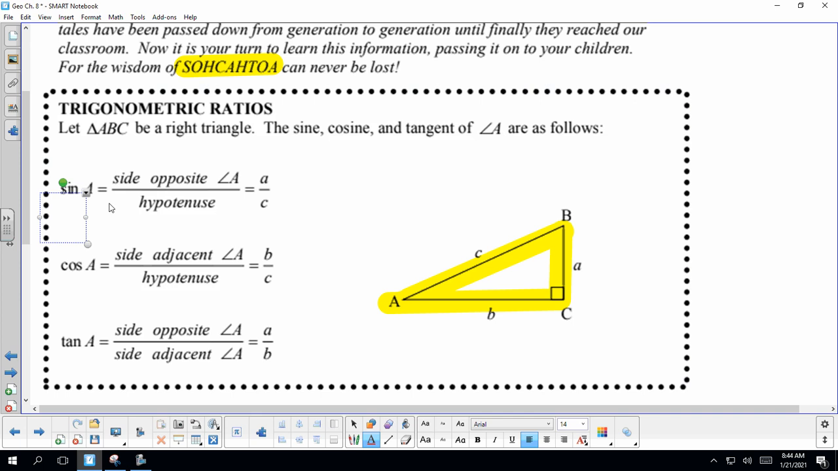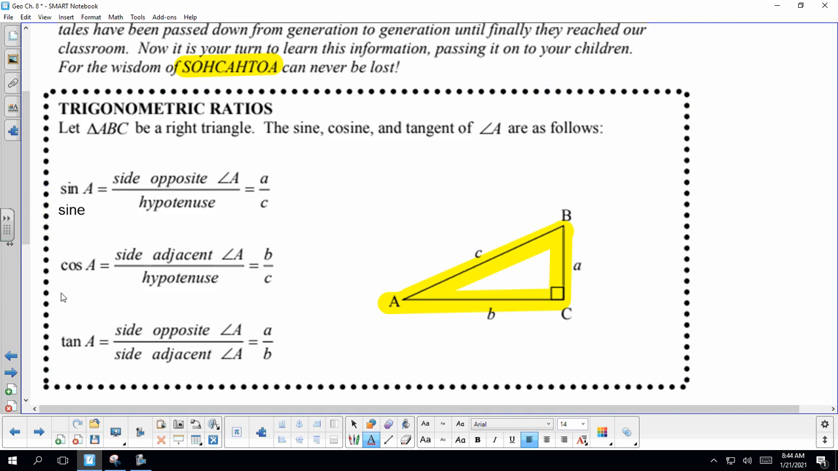So the fraction that is made by the side opposite and the hypotenuse of a triangle is called the sine of angle A. Sine, we abbreviate it S-I-N. Some of my students will say sin A, and I don't correct them, but it is correctly pronounced sine. It is the fraction that's created by the opposite side over the hypotenuse.